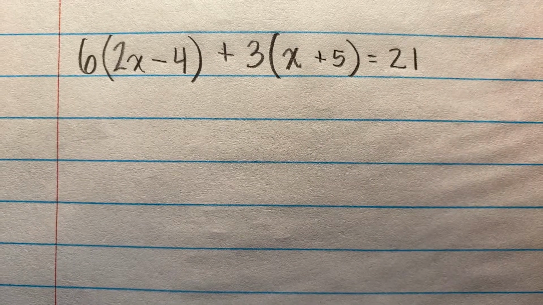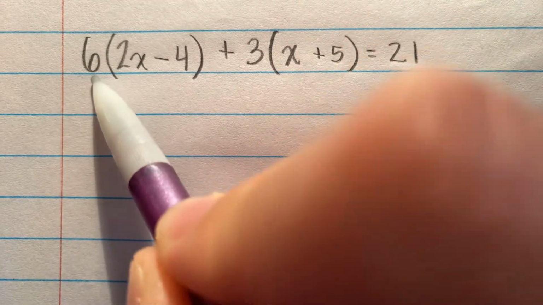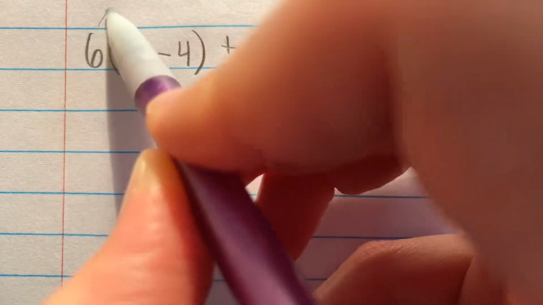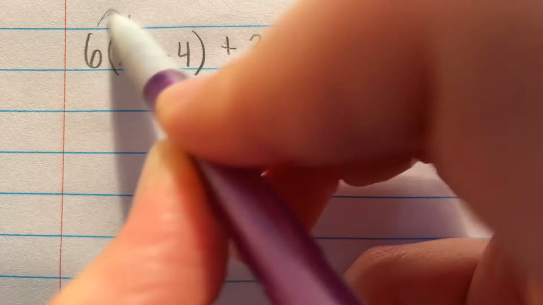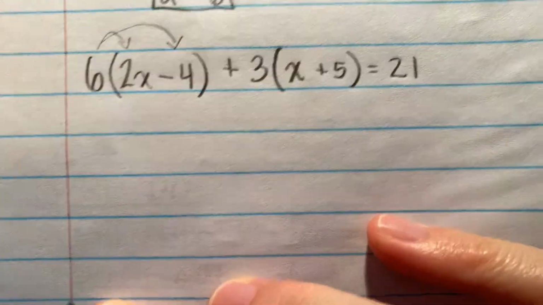This equation is long, but we can't be intimidated. We just do it piece by piece. So I'm going to start with distributing, right? I'm going to multiply this 6 times 2x and this 6 times negative 4. Okay, just going to do it one step at a time and keep your work nice and neat.